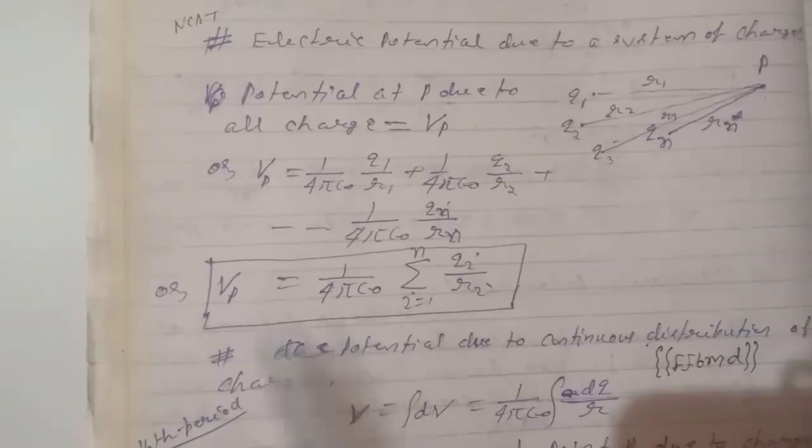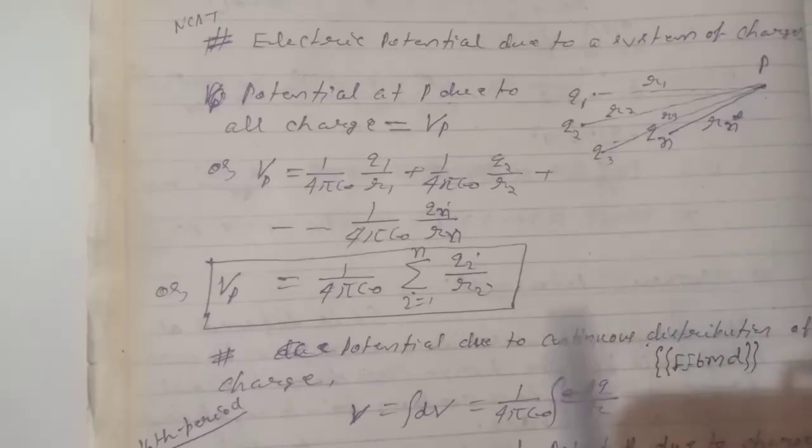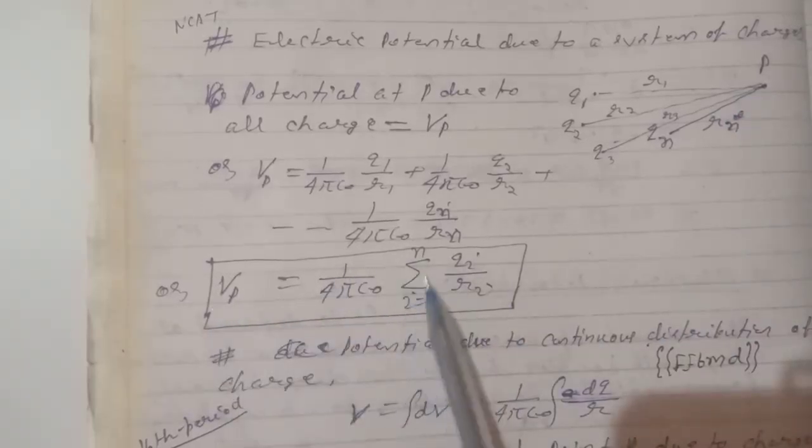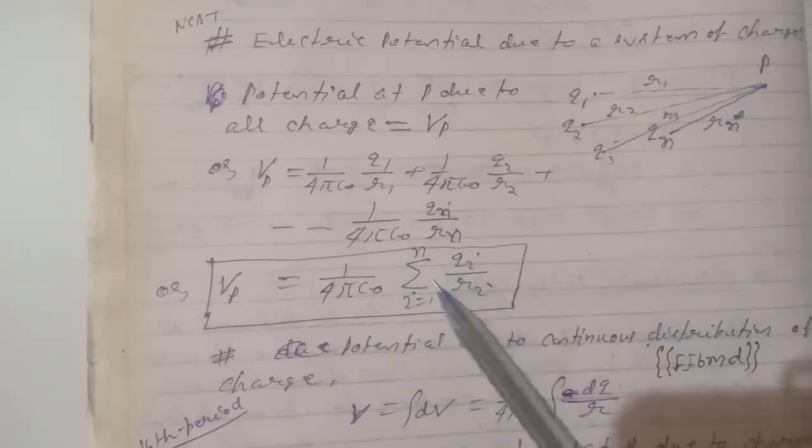We can also write only V to represent the total potential at P, but the formula will be the same. Vp equals 1 by 4 pi epsilon naught, summation over i equals 1 to n of qi by ri. This is the summation over the ith particle.